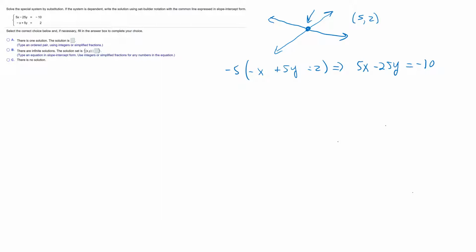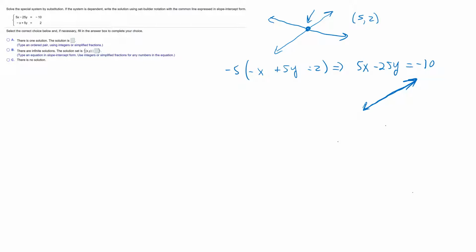So they're really the same line. These two equations represent the exact same line. And so what's going on geometrically is that they're the same line. So we have one line, and then the second equation is right on top of it again. And so there's an infinite number of points. All points that are on this line are solutions. They intersect all over the place.